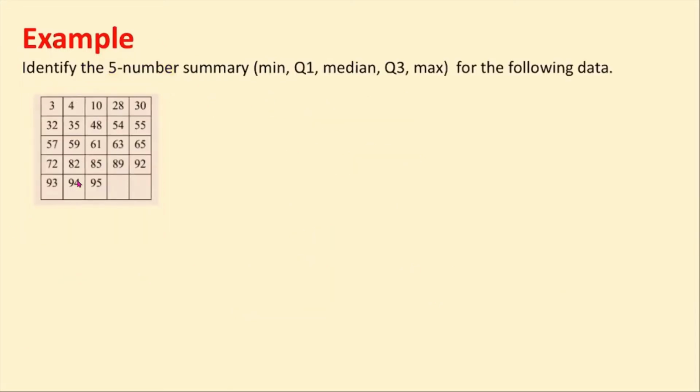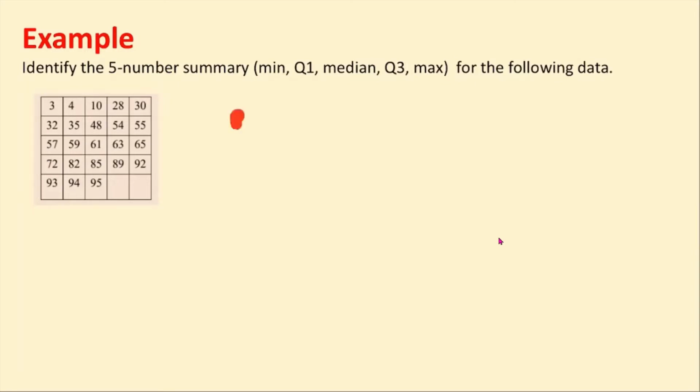Here is the next example. Here we are asked to identify the 5-number summary. These 5 numbers are the minimum, first quartile, median, third quartile, and maximum for the data which is given here. When you look at this data carefully, you can see that this is already a well-arranged data.